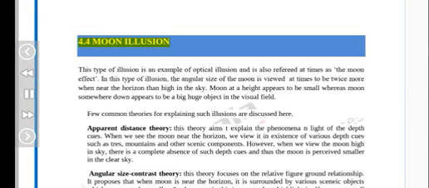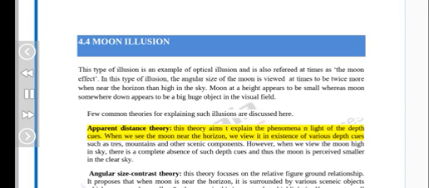4.4 Moon illusion. This type of illusion is an example of optical illusion and is also referred to at times as the moon effect. In this illusion, the angular size of the moon is viewed at times to be twice as large near the horizon as high in the sky. The moon at a height appears small, whereas the moon lower down appears to be a big, huge object in the visual field. A few common theories for explaining such illusions are discussed here.